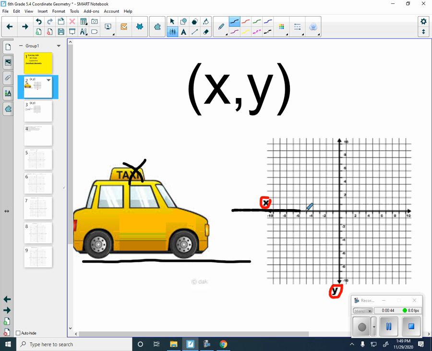This line right here will always be your x-axis, unless you have a bump there. That is supposed to be straight. This line right here will always be your x-axis. So you're thinking, which one is it? Is it the one that goes up and down, the vertical line, or the horizontal line? It's the horizontal line because taxis have an X and taxis drive on land.